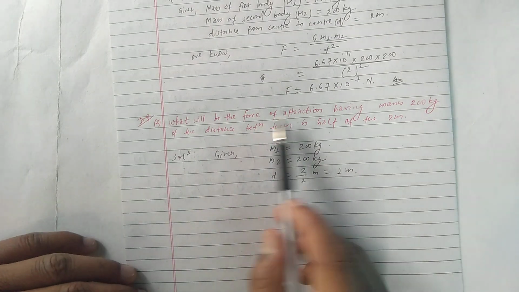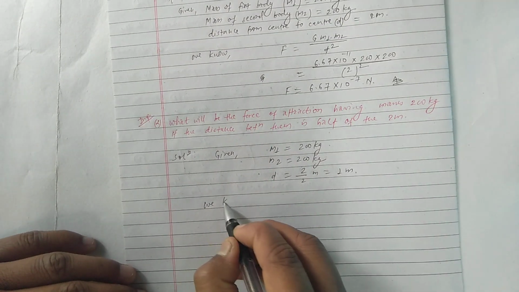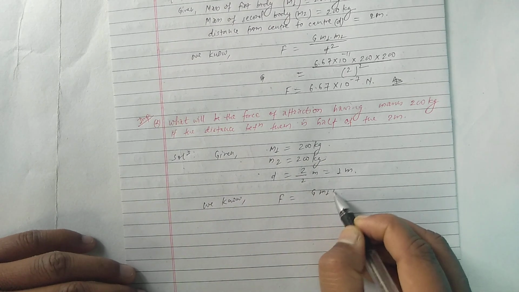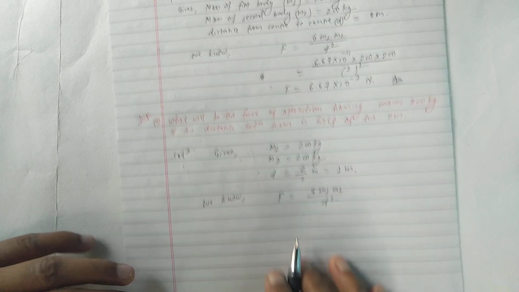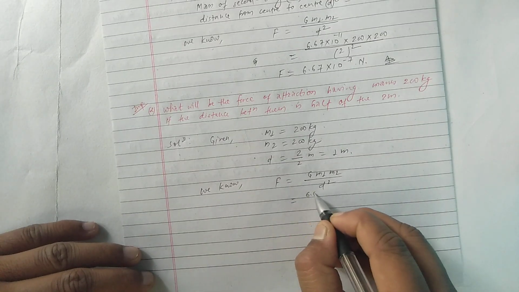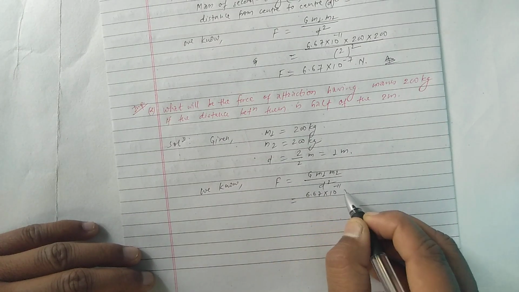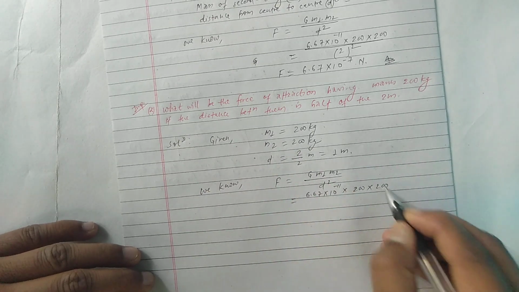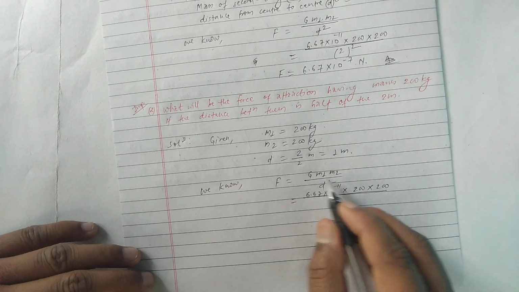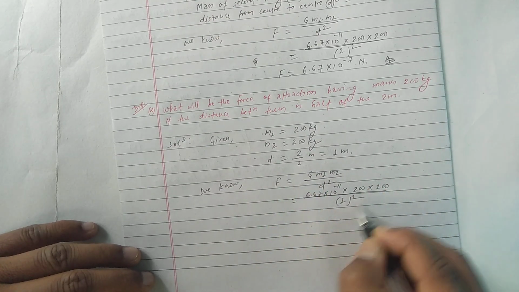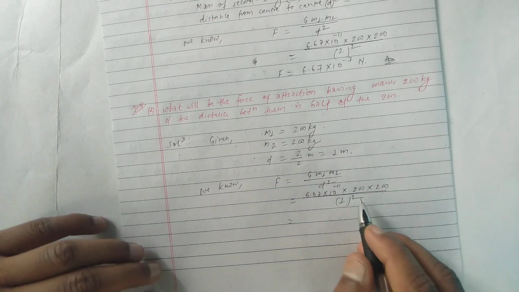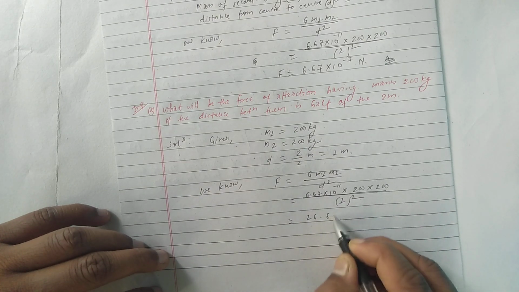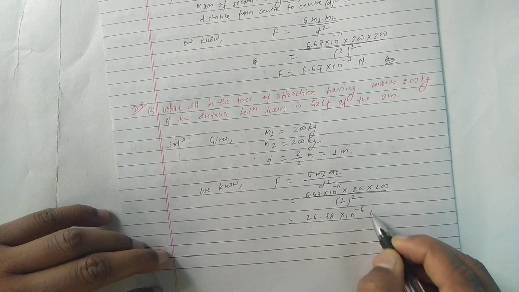Now we have to calculate the force of attraction. So we know the force of attraction F equals G m1 m2 upon d square. The value of G is 6.67 into 10 to the power minus 11. The value of m1 equals 200, m2 is also 200, upon d square. The value of d is 1, so 1 square. If you calculate this value in your calculator, the value becomes 26.68 into 10 to the power minus 6 Newton.